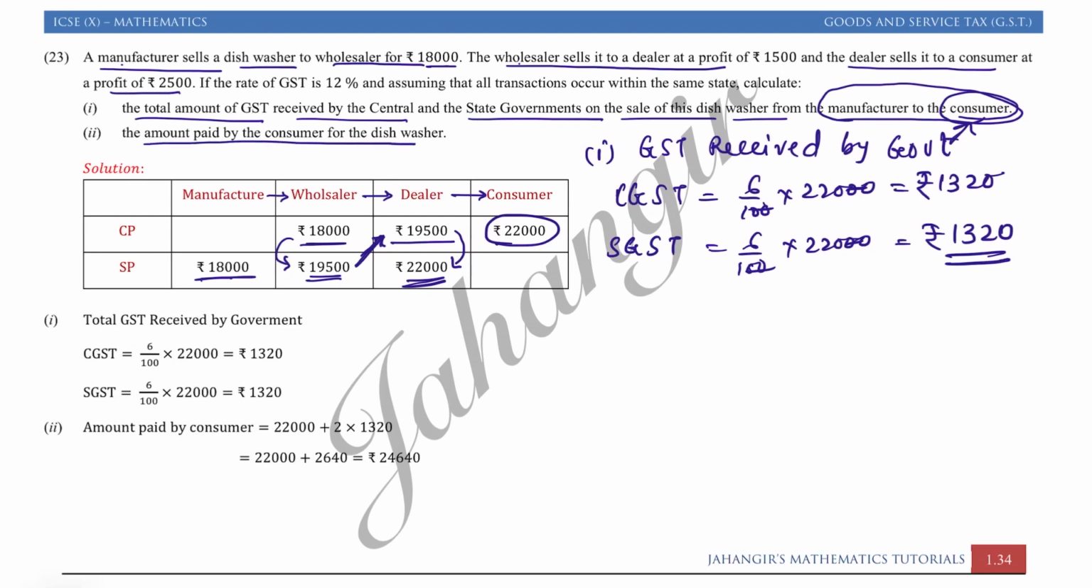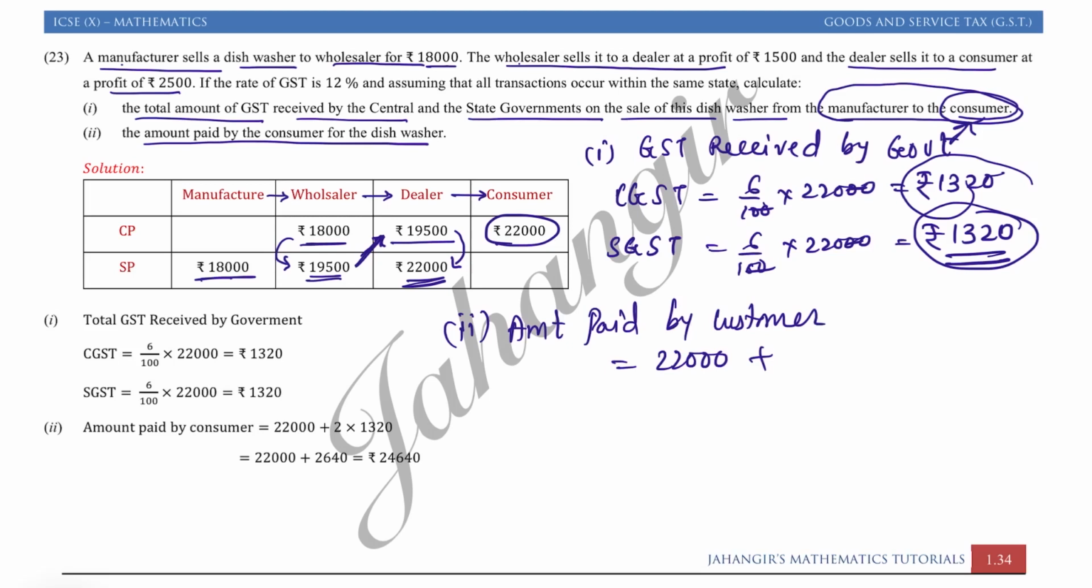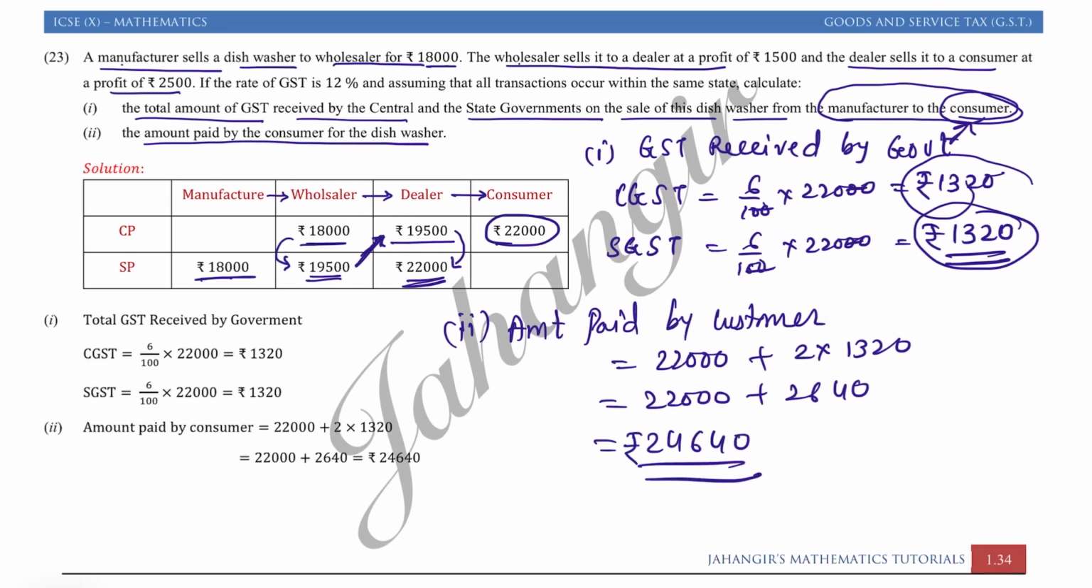Now the amount paid by the customer for the dishwasher. So amount paid will be second part में amount paid by customer, that is equal to 22,000 plus CGST plus SGST. So 2 into 1320, I can say. So that is 22,000 plus 2640. So 24,640 rupees. This is the amount paid by the customer.